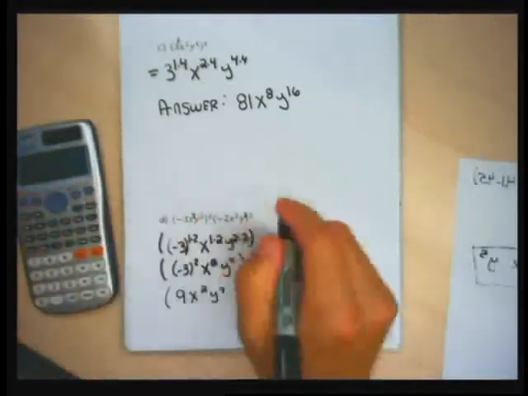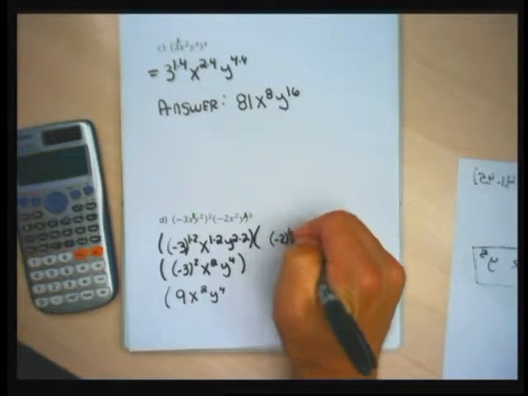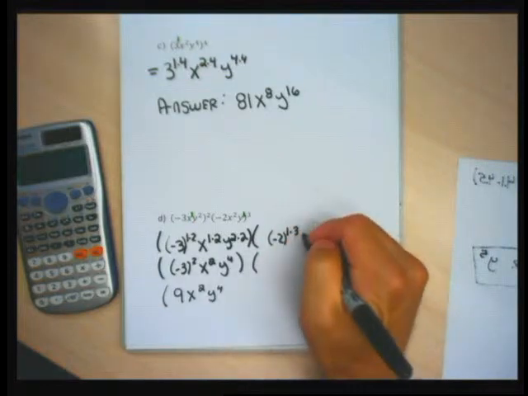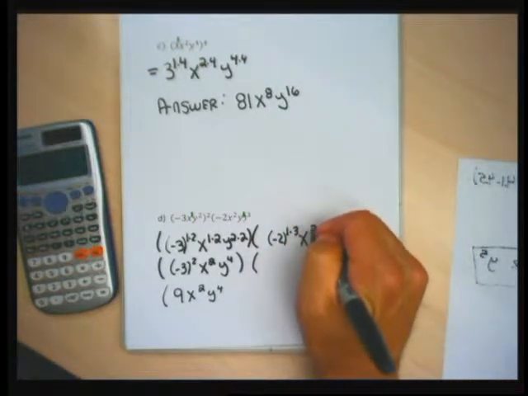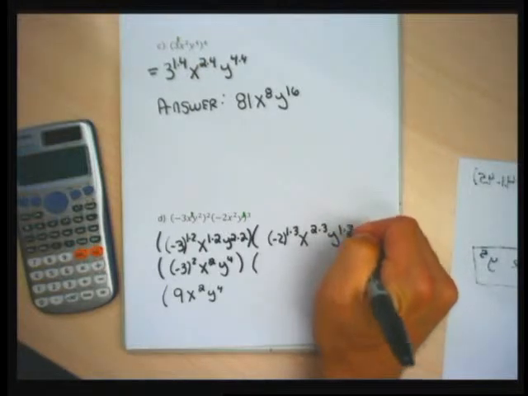And then same thing for the second parentheses. For the second parentheses, if I assume the negative 2 has an exponent of 1 and multiply it by 3, that'll be a good enough way to handle the negative 2. And for the x and the y, I'll multiply their exponents by 3.